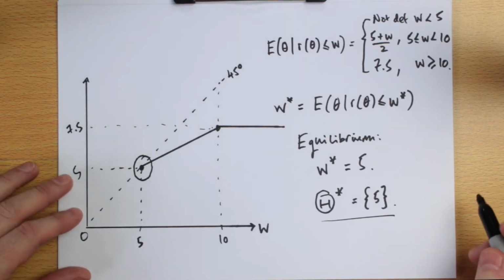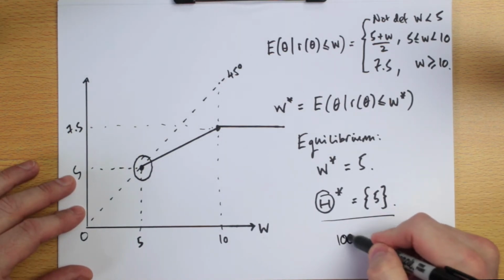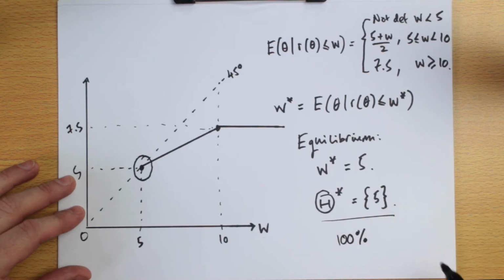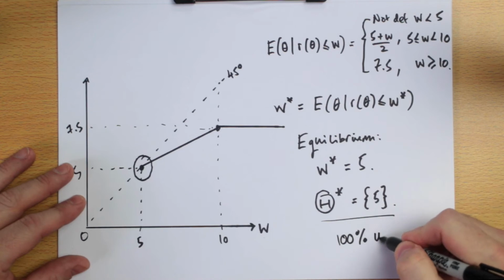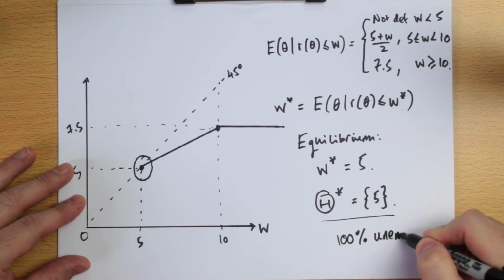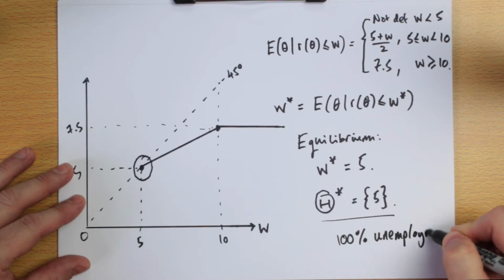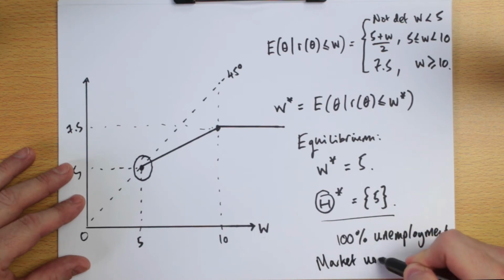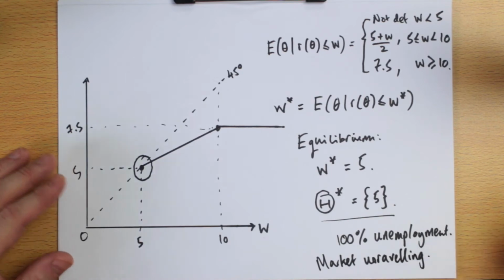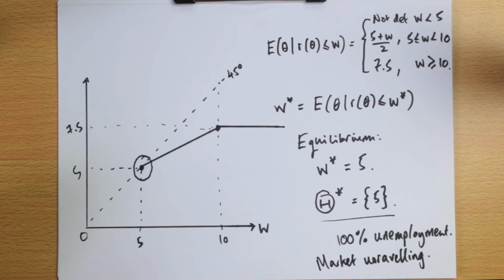The least productive person. In fact, I know that it looks like there's one person being employed here, but remember, a single point has 0 length. So there is, in a sense, 100% unemployment here. The entire market has, this is called market unraveling, which sounds like a dynamic process, but it really isn't in this case. It's just the market just won't exist anymore.